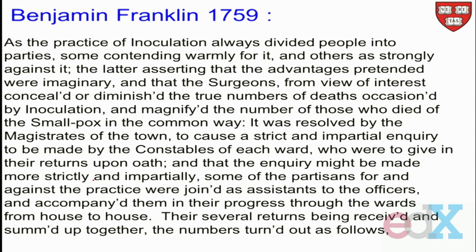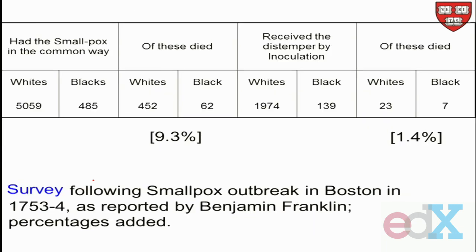And now here's the result of the survey. What they did is they looked at here the group that got the smallpox the usual way, namely from somebody else who had the smallpox, and here's the group who had inoculation. And so of these, 9.3% died. Of these, only 1.4% died.